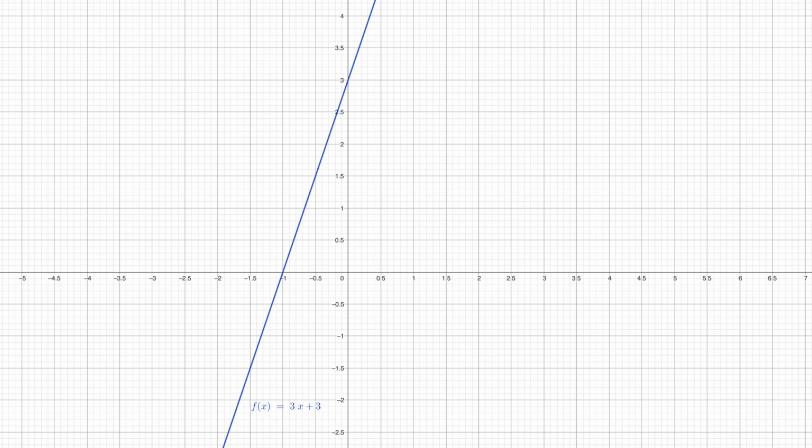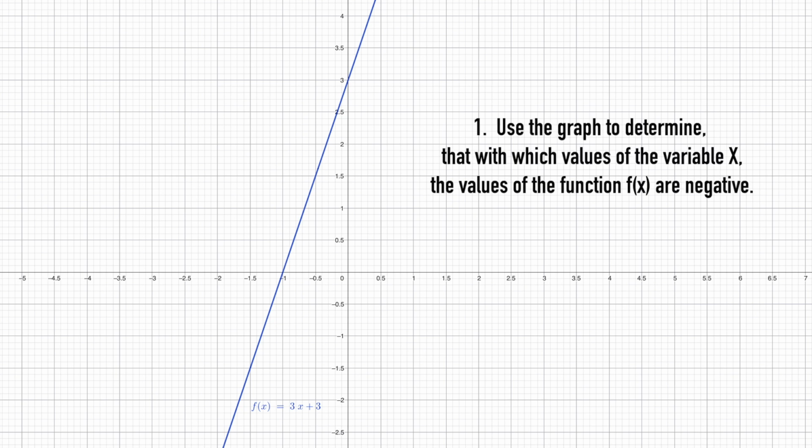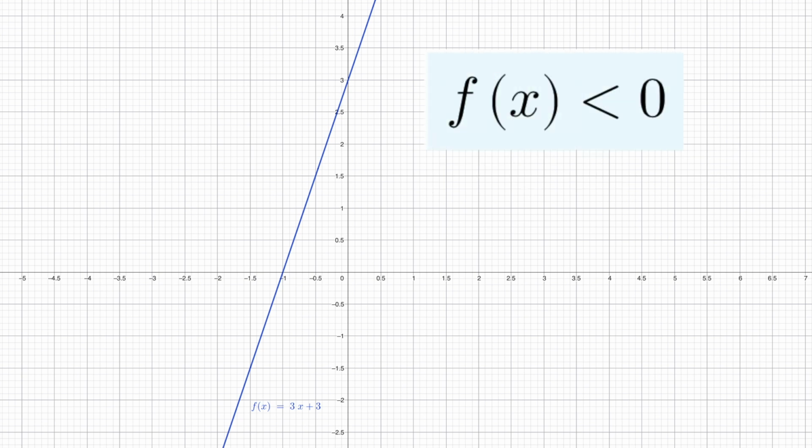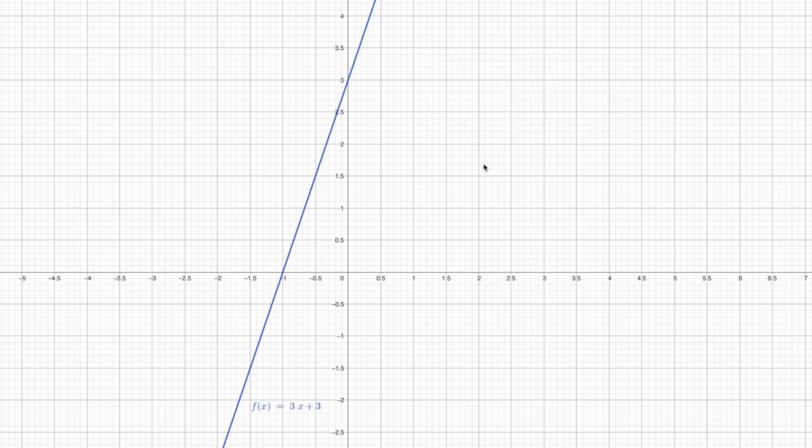So, exercise 1 goes: use the graph to determine for which values of the variable x the values of the function f of x are negative. So, we can mathematically express it like this. If we look at our graph here, the values on the x-axis represent the values of the variable x, and the values on the y-axis represent the value of the function.